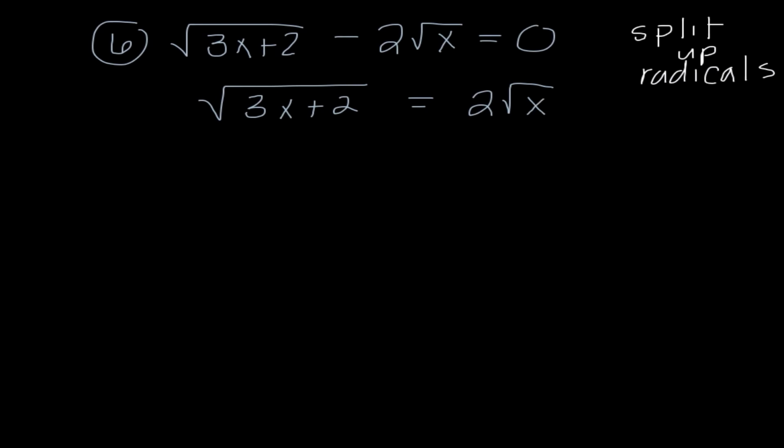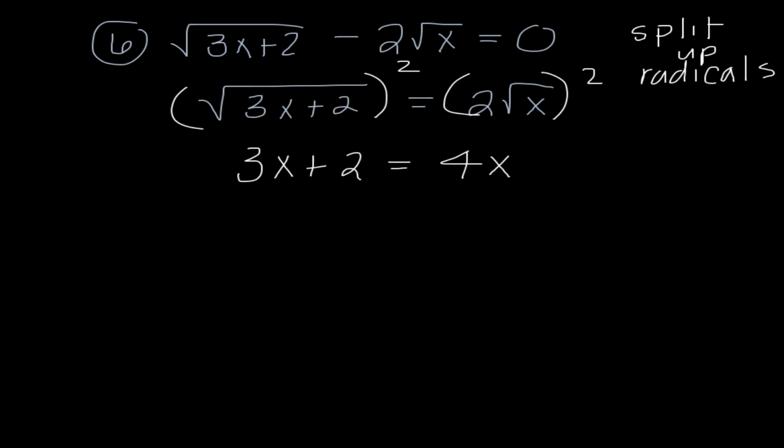Now the reason why I wanted to split this up is because if I went ahead and squared this first step, I'd be squaring this binomial, which we know means we have to FOIL. And since I have all these radicals, it would just be a ridiculous mess that we don't want to have to deal with. By moving 2 radical x to the other side, all of a sudden this becomes a lot easier to work with. And I get 3x plus 2 equals 4x.